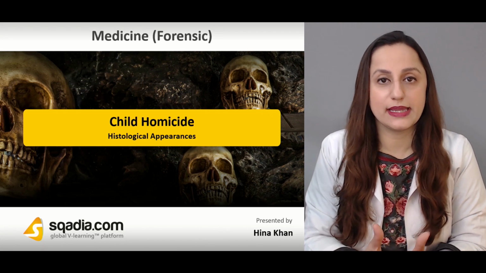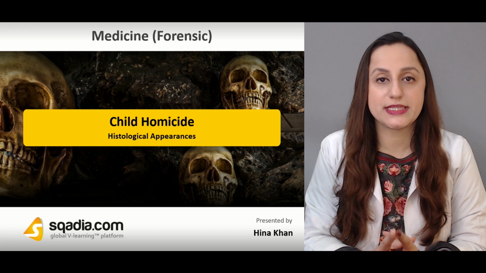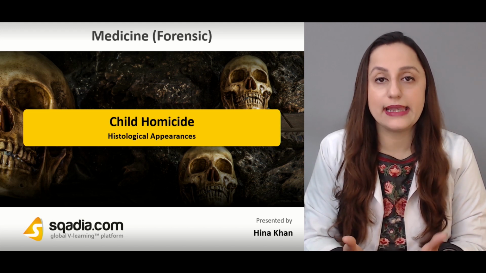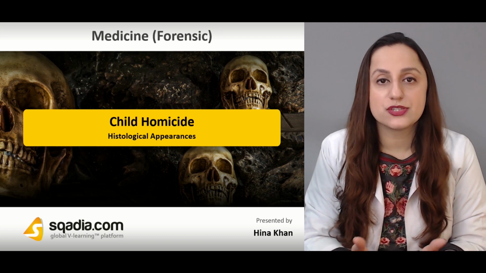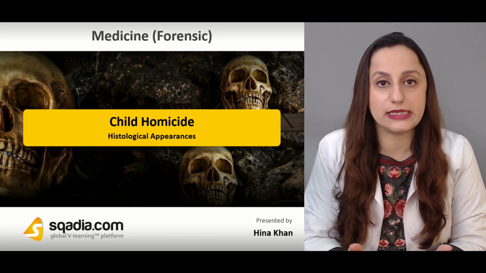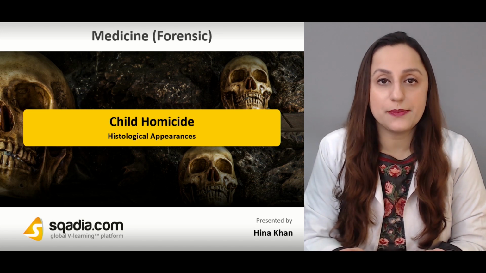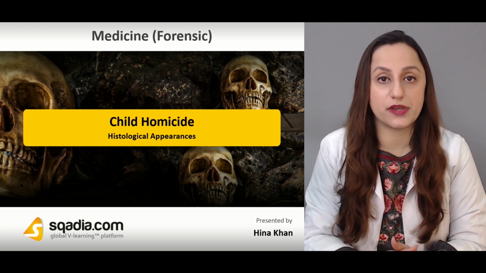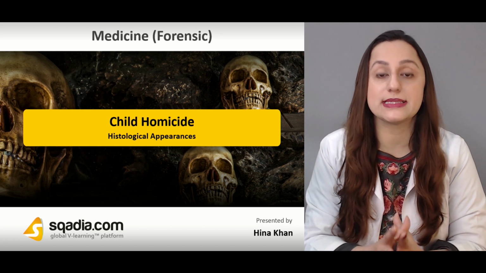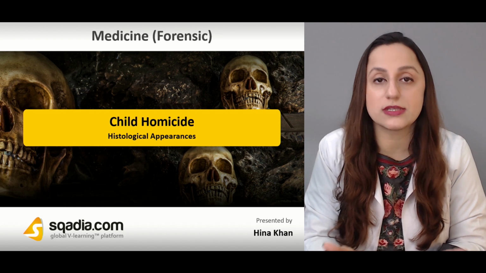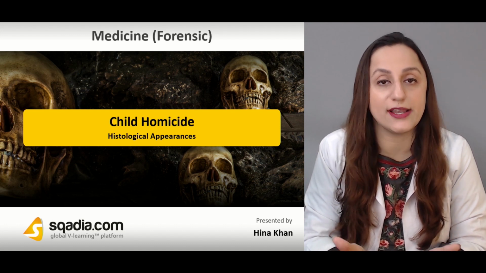Whenever a child homicide has been committed and we are investigating such a case, one has to look for the causative factors that led to such circumstances. So the investigation is quite tricky in these cases and is carried out in a quite different way. The histological appearances are of significance over here, and so in this section we'll be summarizing the different histological appearances in the different causative factors that can lead to such a child homicide.